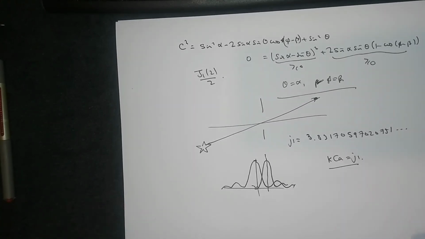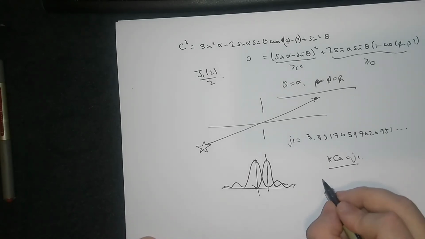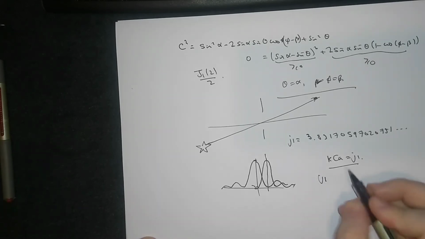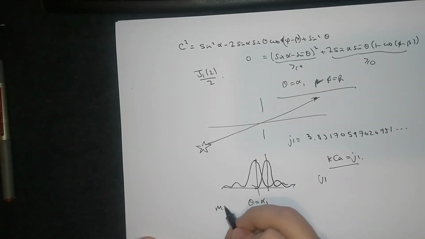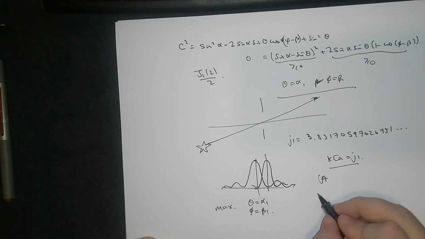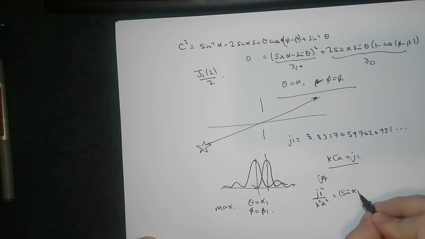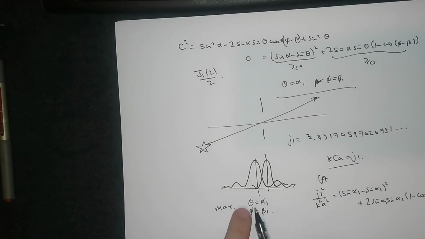So that tells me that if we have theta equals alpha 1, phi equals beta 1, corresponding to a maximum, we want J1 over KA squared is equal to sine alpha 1 minus sine alpha 2 squared plus twice sine alpha 1 sine alpha 2 times 1 minus cos beta 1 minus beta 2. So that's saying that when we have a maxima of one of them, we have a minima of the other.